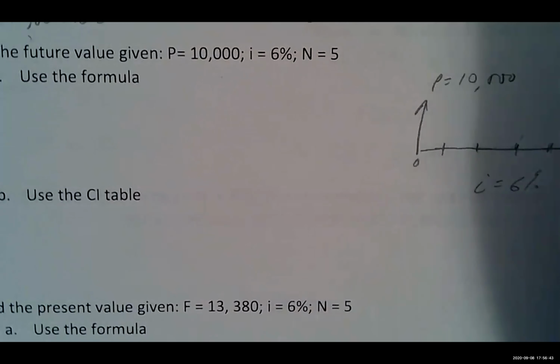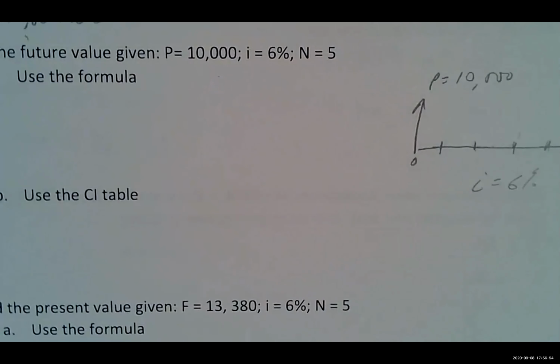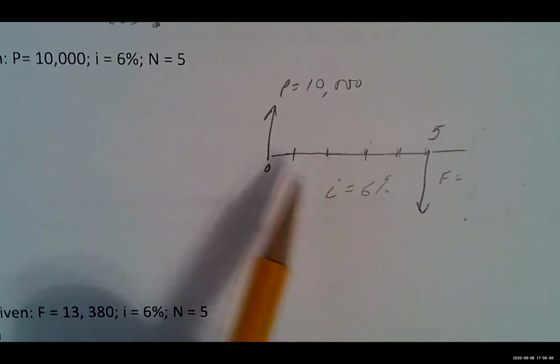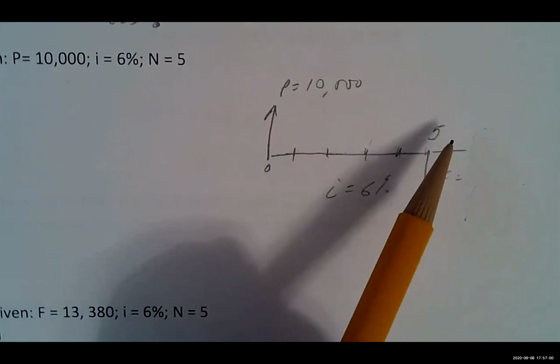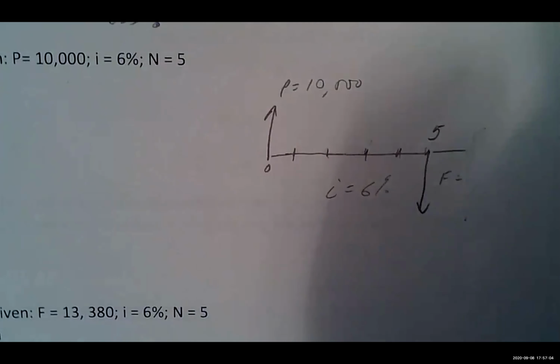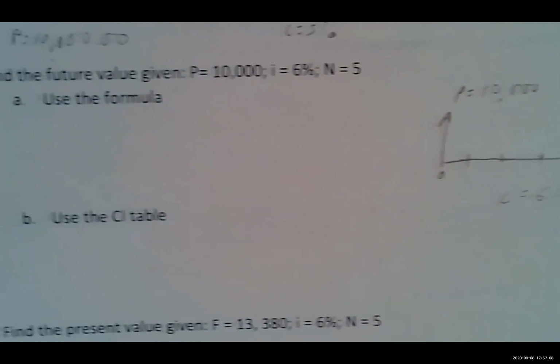Oh boy, I'm just really screwing up here on this video, aren't I? N is equal to 5, interest is equal to 6. Okay, so present value, $10,000, interest rate is 6%, N equals 5, 1, 2, 3, 4, 5, and we do not know what the future value is. We're going to solve for that. Cash flow diagram, done.